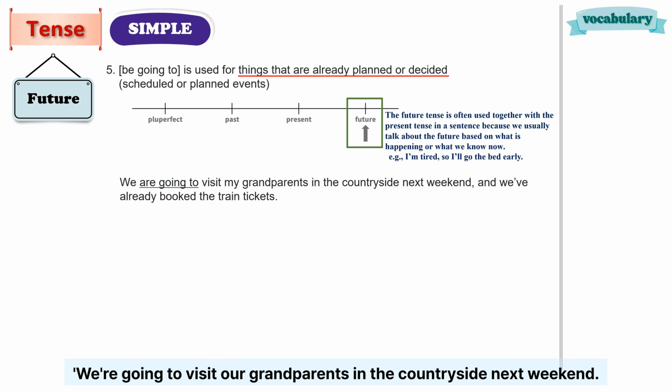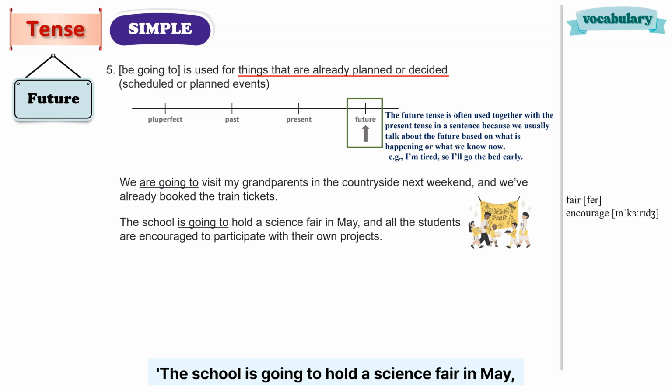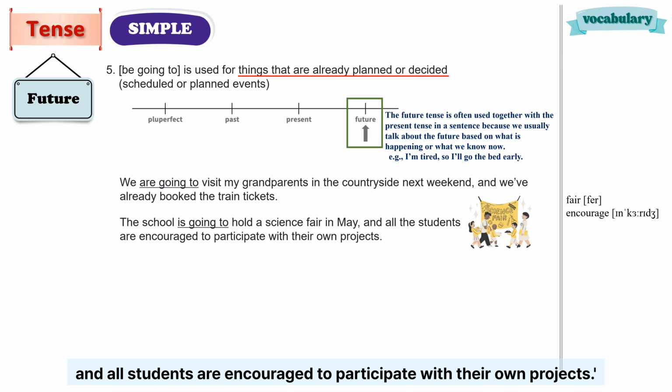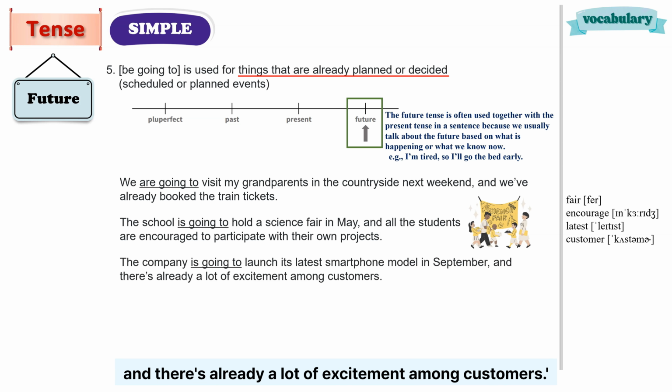We're going to visit our grandparents in the countryside next weekend. We've already booked the train tickets. Because the decision was already made, the tickets were purchased in advance. The school is going to hold a science fair in May, and all students are encouraged to participate with their own projects. The company is going to release its latest smartphone model in September, and there's already a lot of excitement among customers. If we used will in this sentence, it would mean simply the company will release it, a prediction, but is going to implies that the decision has already been made.